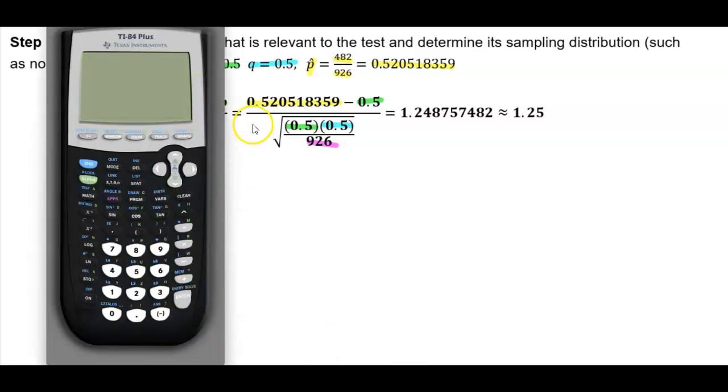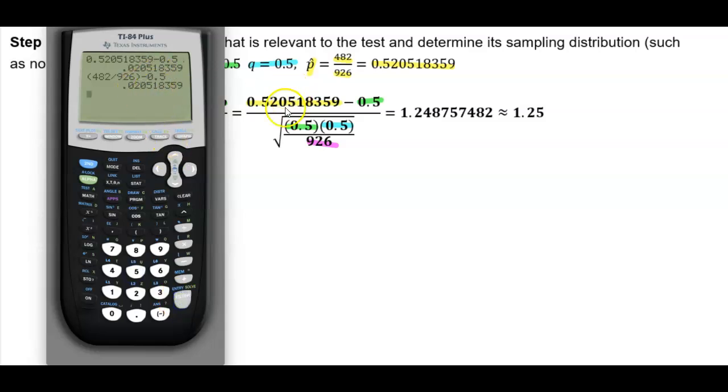Okay, so if we take a look at the numerator as a decimal, we have 0.520518359 and then subtract 0.5. Okay, that's going to give us what's in the numerator. Another way of doing this is just writing this fraction in parentheses. So if we put our left parenthesis, 482, and then divide that by 926, and then subtract 0.5, then we get the same number here.